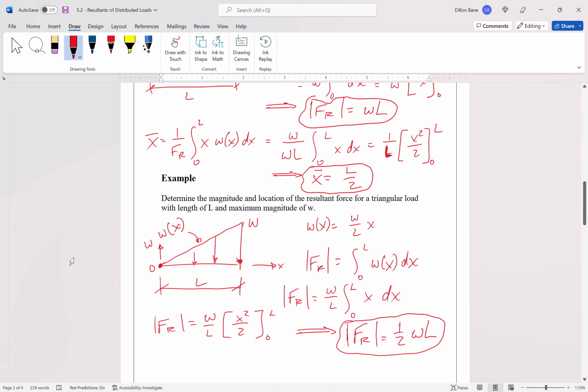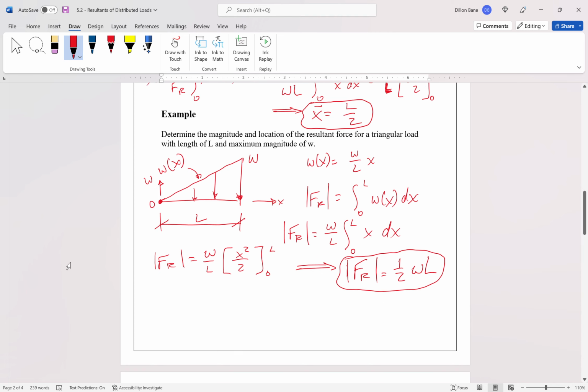So let's look at our triangle. What's the general equation for the area of a triangle? It's just 1/2 base times height, correct? So if my triangle here has a height of W and a length of L, 1/2 times W times L should be the area of that triangle, which is the magnitude of the resultant load. And once more, we just proved it mathematically. The magnitude of this load is 1/2 WL. We proved it with our integrations.